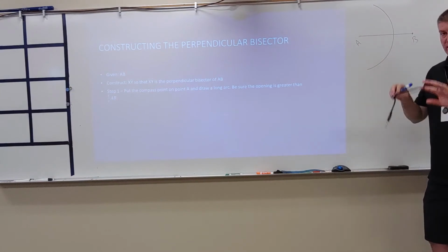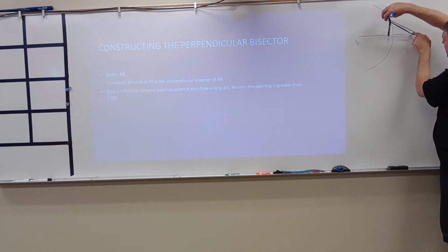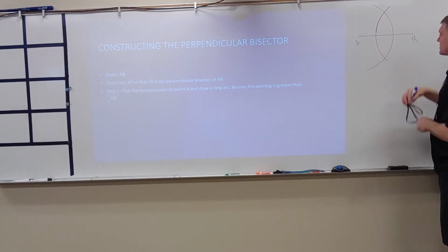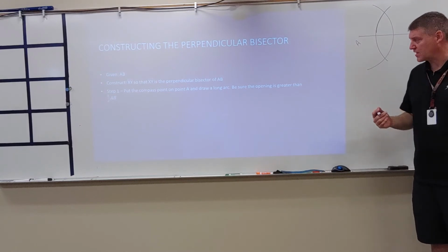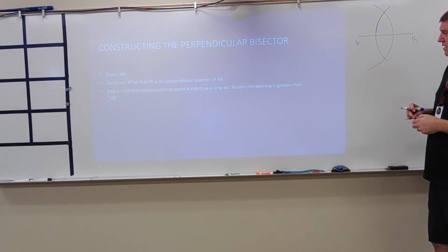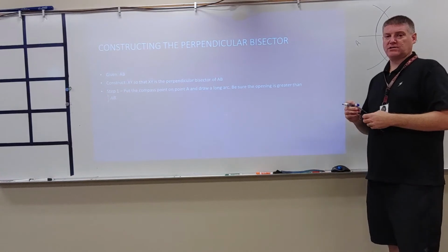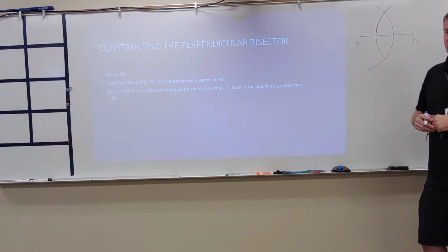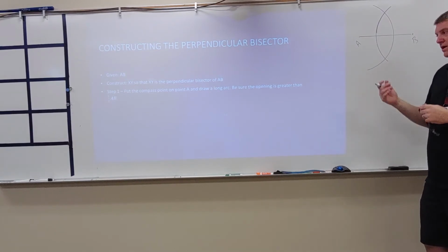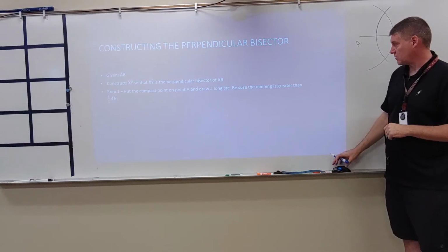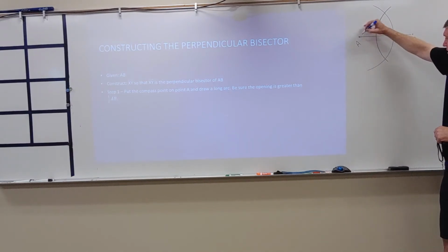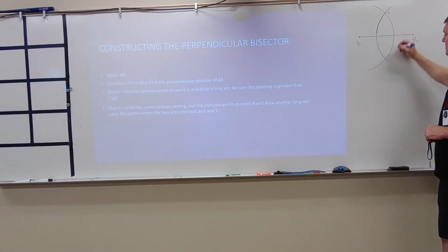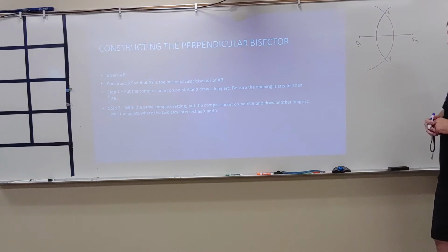from A. Now you're going to keep that same compass setting and go to B and create another arc such that these arcs intersect. Now, understand that since I am using a string, hopefully I don't have a lot of error in here. So now I've created these two arcs. I'm going to label where those arcs intersect: I'm going to label this X and this Y.